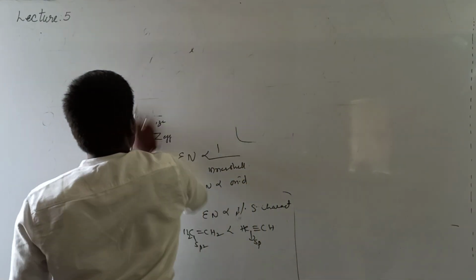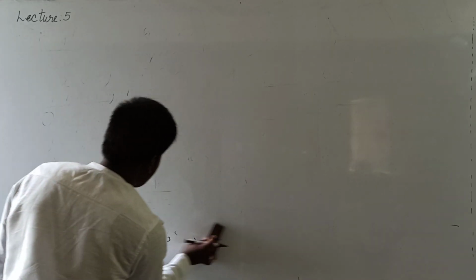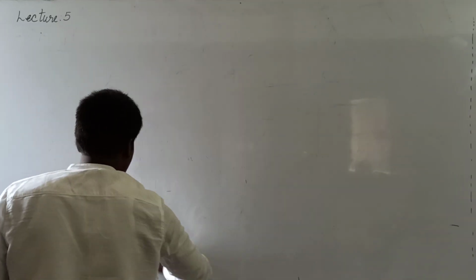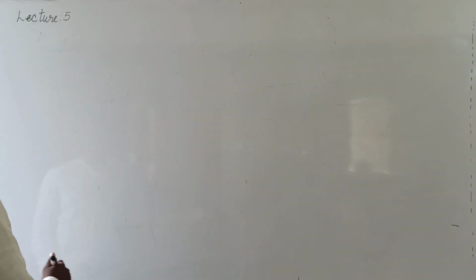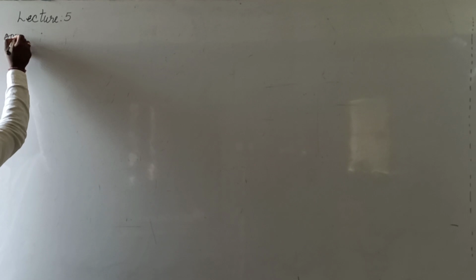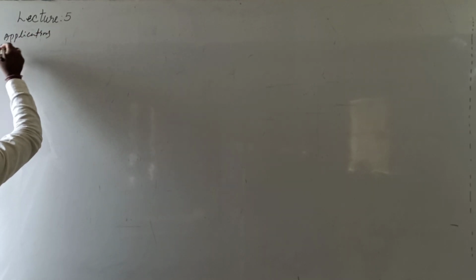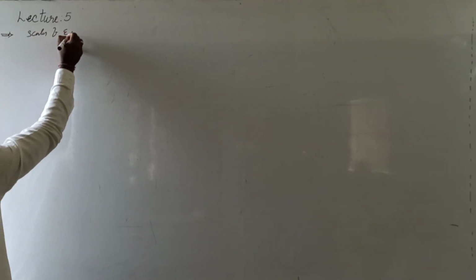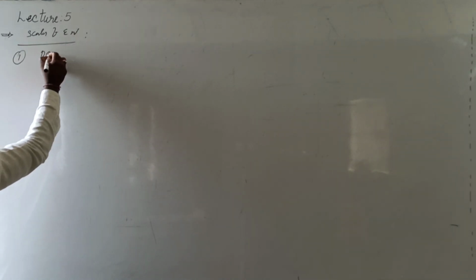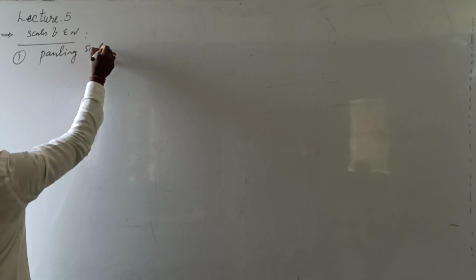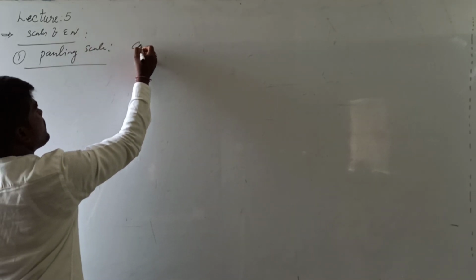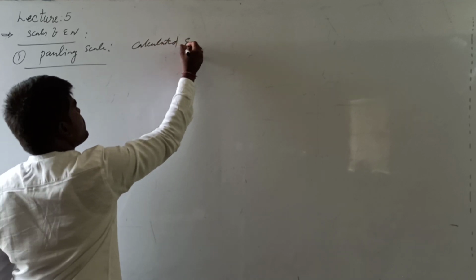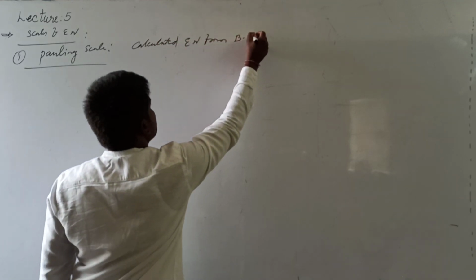And we will see the applications of electronegativity. There are some important applications of this electronegativity. Before application, we will see the scales. There are different scales to express the electronegativity. First, the most widely used scale is the Pauling scale. We are very familiar with this. Pauling has calculated electronegativity from bond energies.